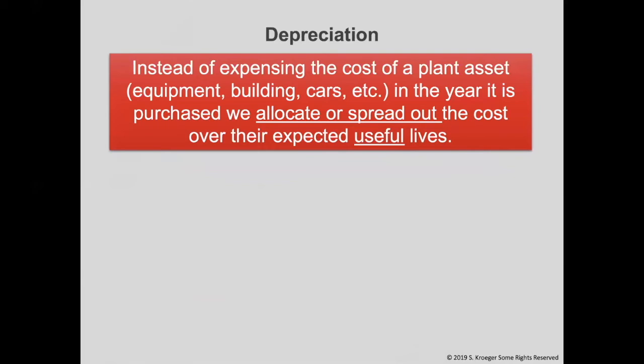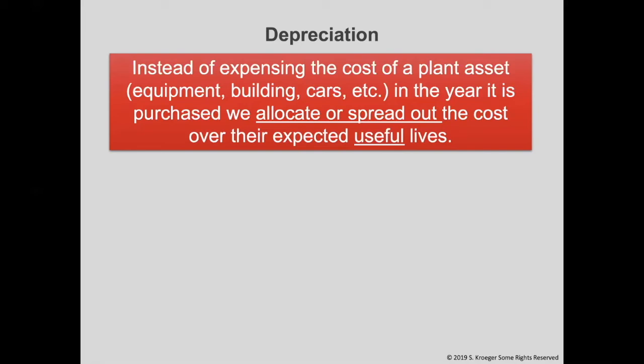Our last adjusting entry for prepaid expenses is depreciation. This is a very important topic to learn. Even if you decide not to go into accounting, depreciation is something you may still encounter in your business career. Now, depreciation may mean something different than what you are used to.